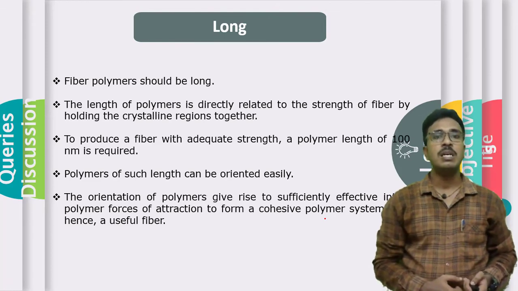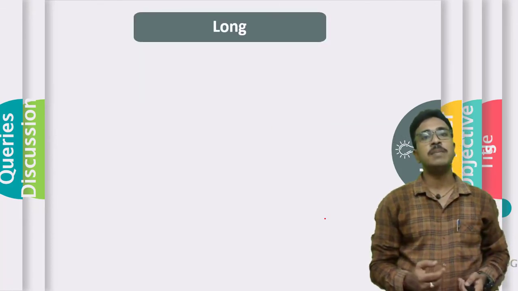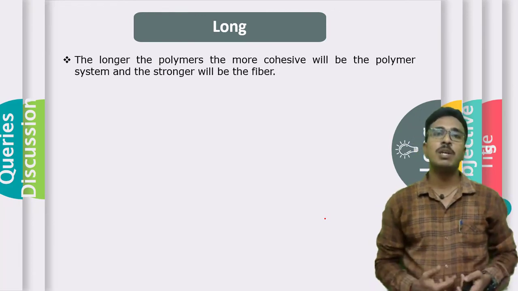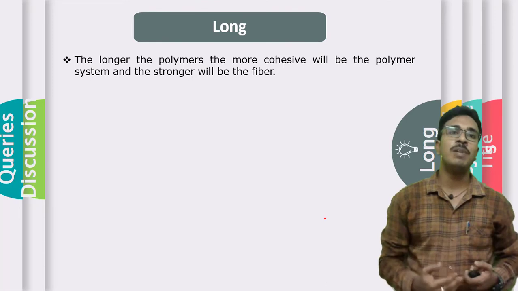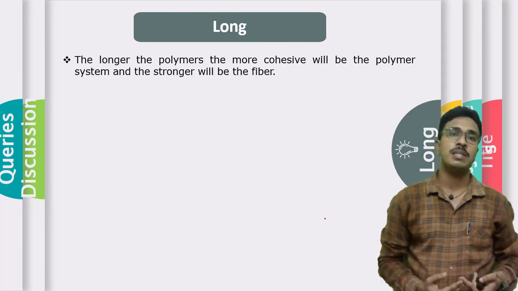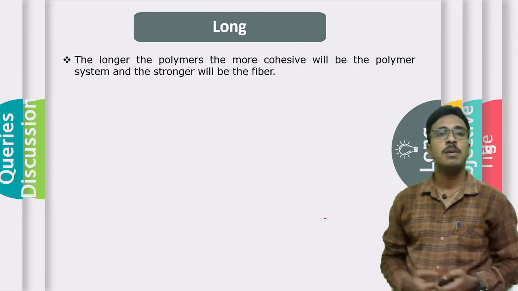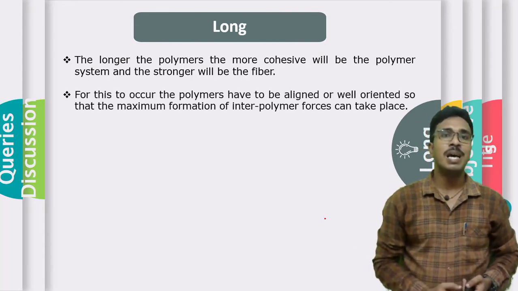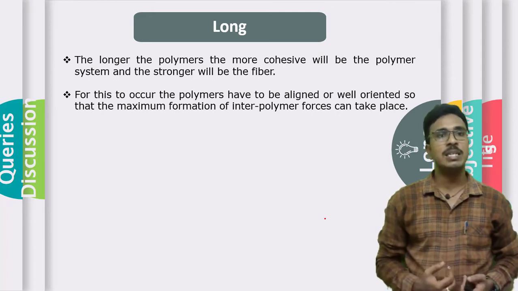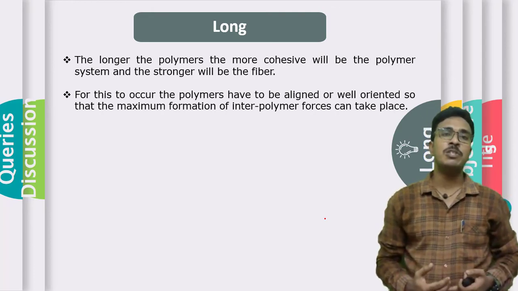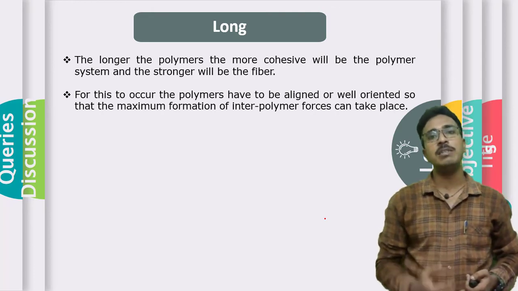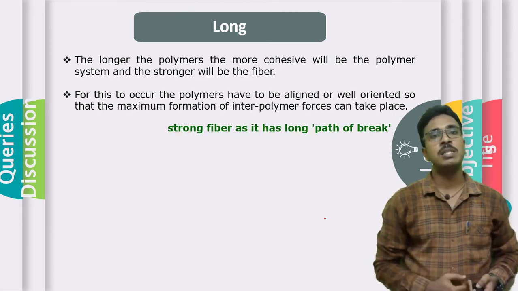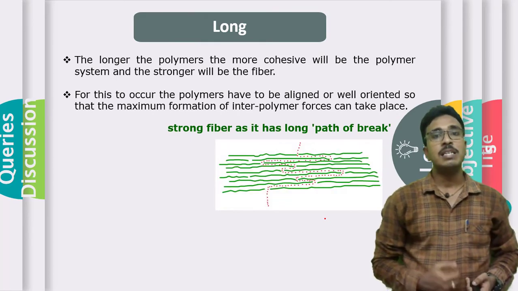So this is about the length. Now you can see here, the longer the length of polymer, the more cohesive forces, and the more the polymeric system strength that results in a particular fiber. And for this to occur, the polymers have to be aligned or well oriented so that the maximum formation of interpolymer forces can take place.